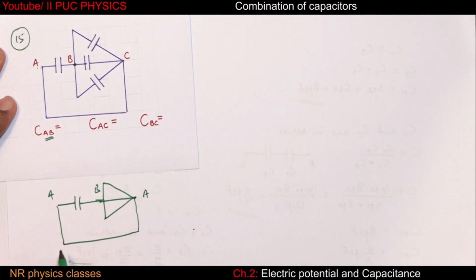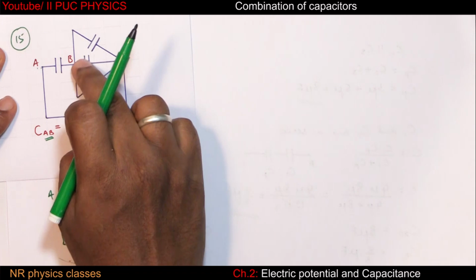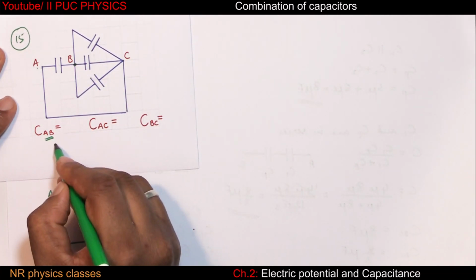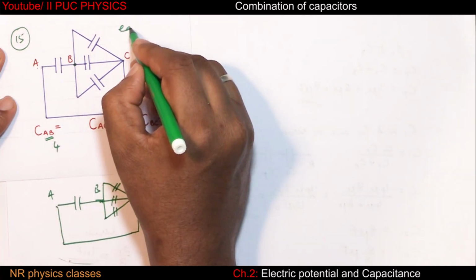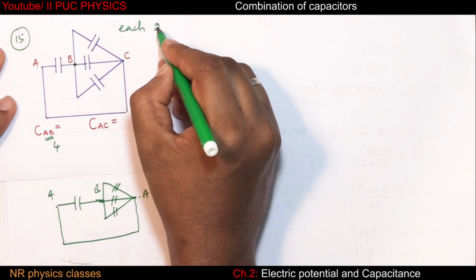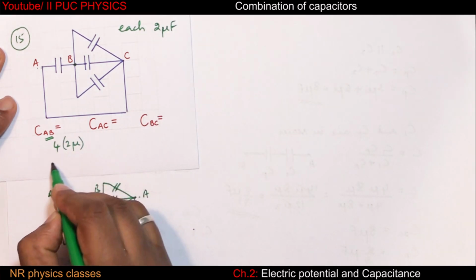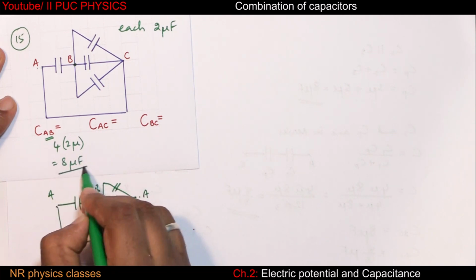Therefore this is A. Observe, first capacitor is between AB. Second capacitor is also between AB. Third is between AB. Fourth is also between B and A. So all the four capacitors are between A and B. Means these four capacitors are in parallel. Therefore CAB is 4 times each. Let each capacitor be 2 microfarad. So 4 times 2 micro equal to 8 microfarad.